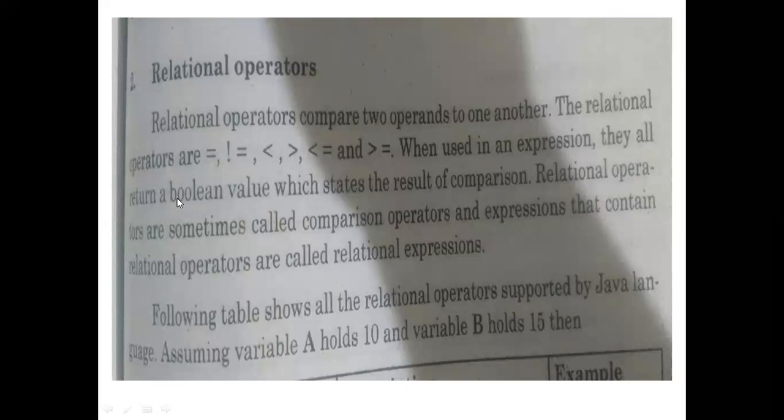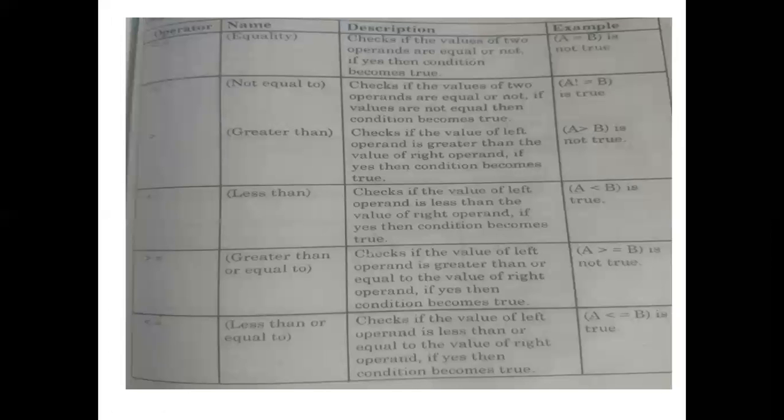Next we come to relational operator. Relational operator compares two operands to one another. The relational operators are equal to, not equal to, less than, greater than, less than equal to, and greater than equal to. When used in an expression, they all return a boolean value which states the result of comparison. Relational operators are sometimes called comparison operators, and expressions that contain relational operators are called relational expressions. So following table shows all the relational operators supported in Java.